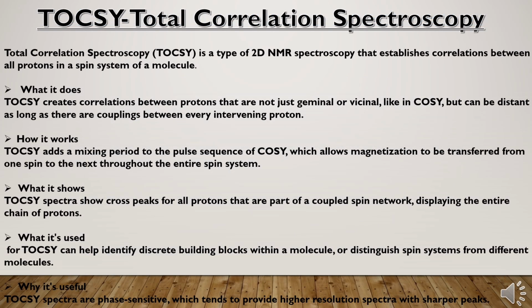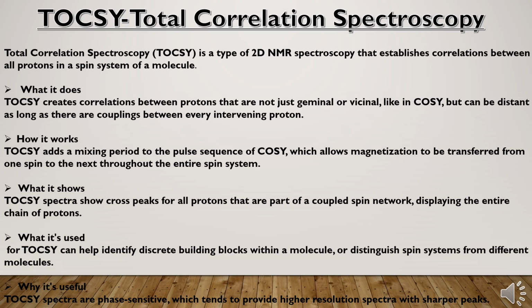TOCSY, that is Total Correlation Spectroscopy, is a type of 2D NMR spectroscopy technique that establishes correlation between all protons in the spin system of the molecule. What it does? TOCSY creates correlations between protons that are not just geminal or vicinal like in a COSY, but can be more distant as long as there is coupling between every intervening proton. How it works? TOCSY adds a mixing period to the pulse sequence of COSY, which allows the magnetization to be transferred from one spin to the next throughout the entire spin system.